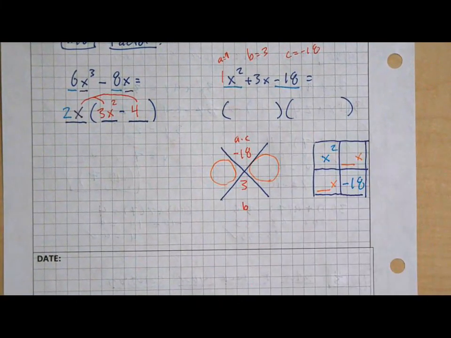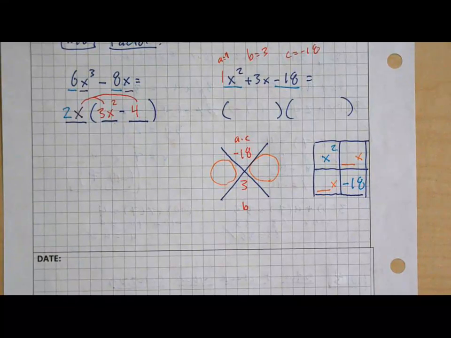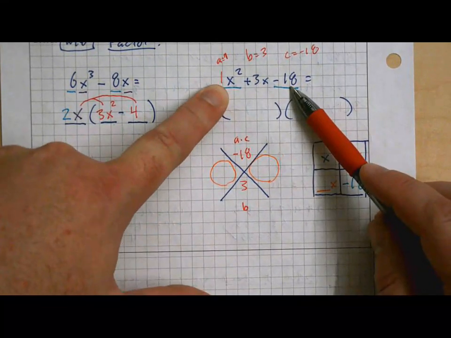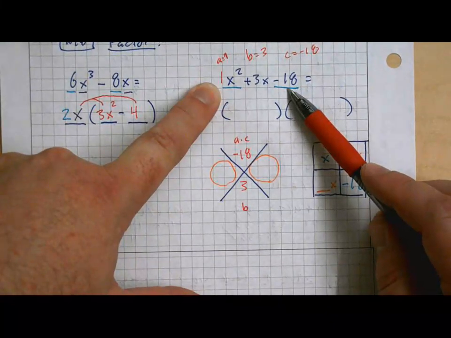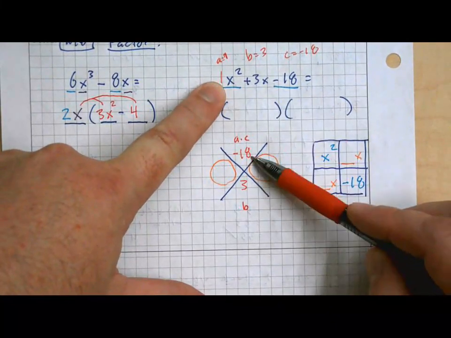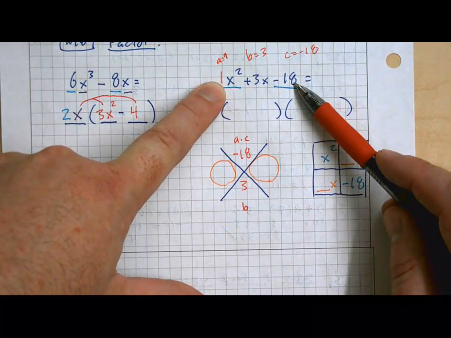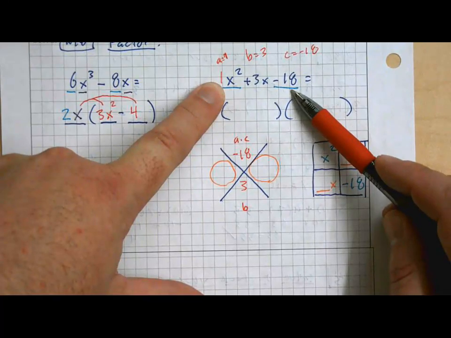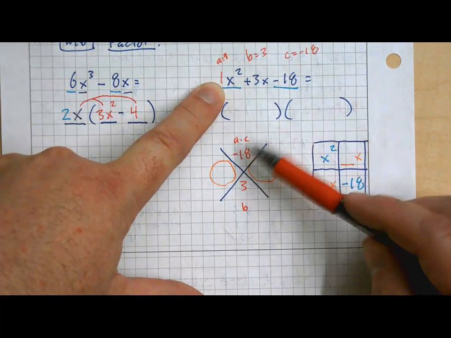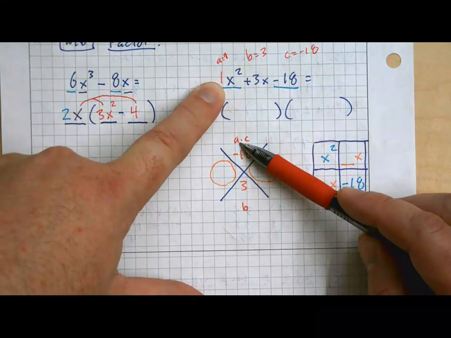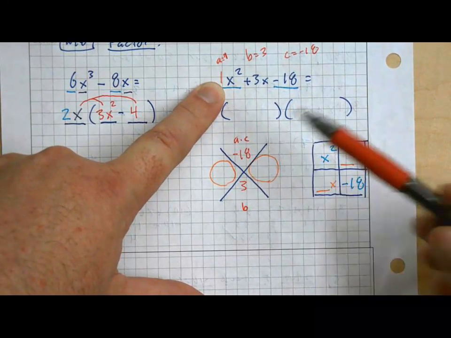Wait, where are we supposed to get it from? They came from our original problem here, this 1 and this negative 18. 1 times negative 18 is negative 18. So a times c. Oh, you thought my a here was a 9? That would be confusing. I'm sorry about that.